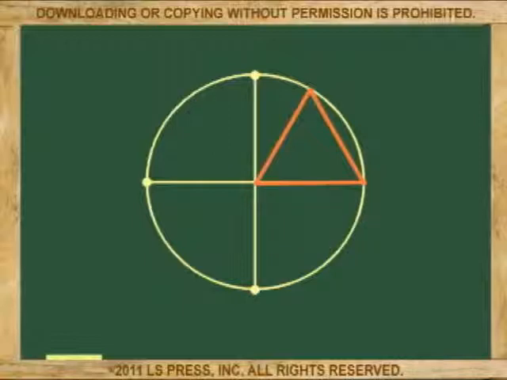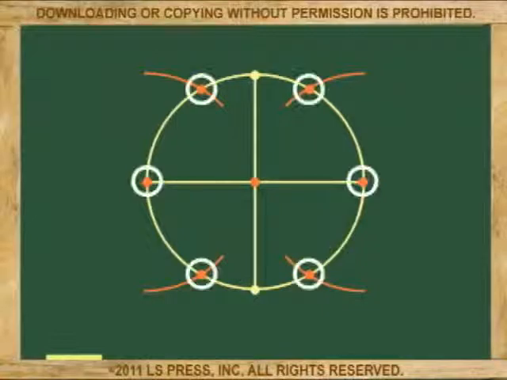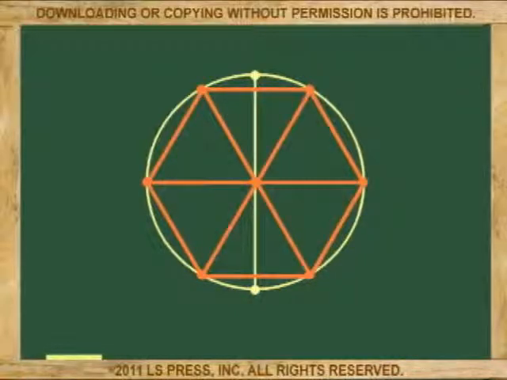Now, if we do this again on the other side of the circle, and also twice again at the bottom of the circle, we now have the 6 points of a regular hexagon. Draw the lines. From this we can see that a regular hexagon has 6 equilateral triangles inside.